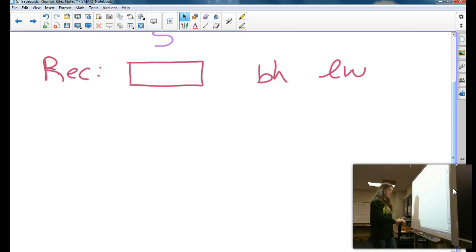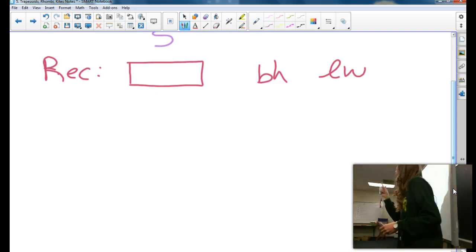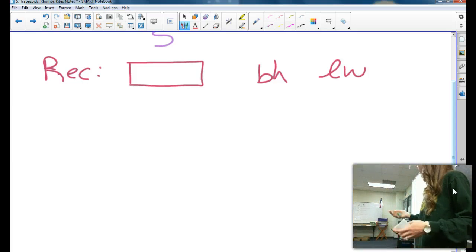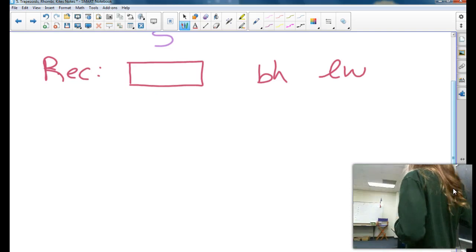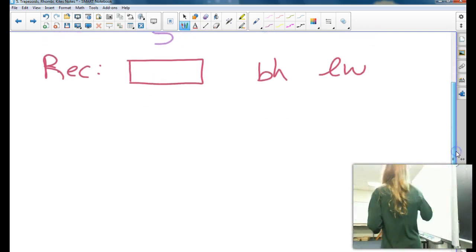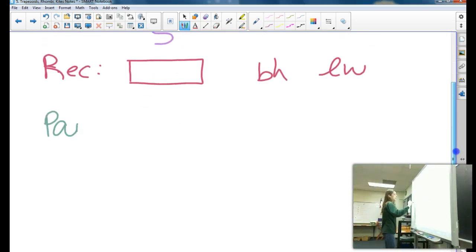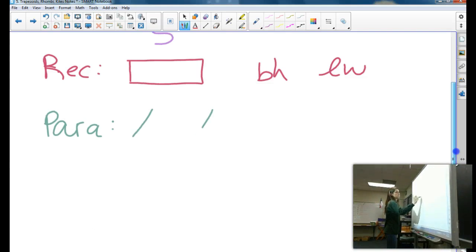Yep, we got rectangle. We already listed that one. What about the warm-up? What was the warm-up? What shape was the warm-up? Starts with P. Parallelogram, yep. We've learned how to find the area of a parallelogram. What was the area? We just did it in the warm-up. Base times height.